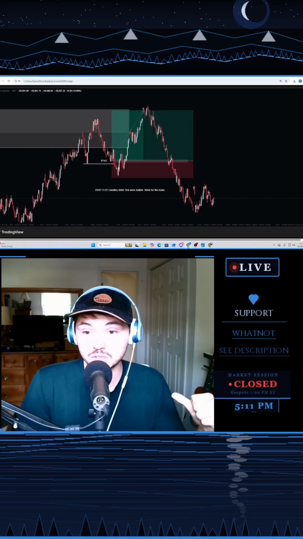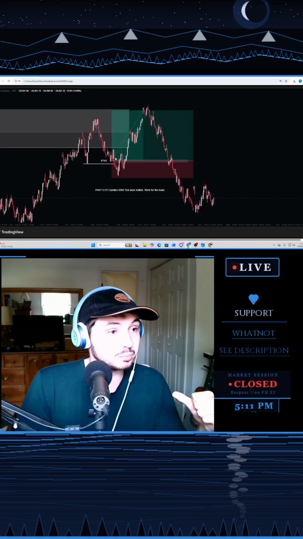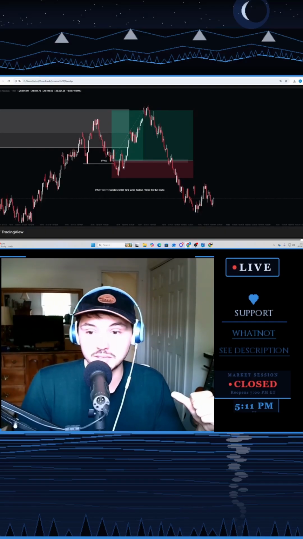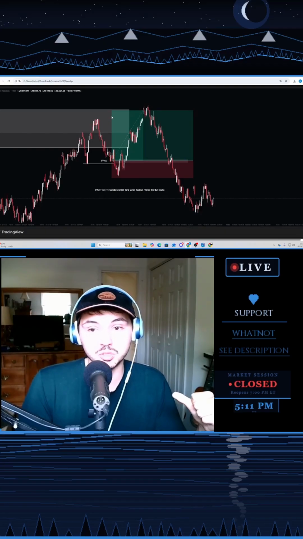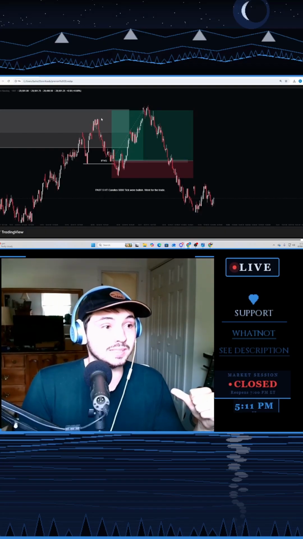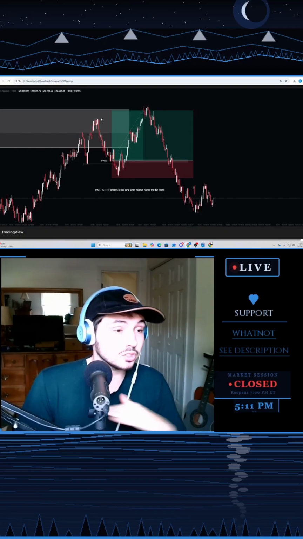My entry is on strong, decisive candles breaking above that gap that did not touch, with my stop being below that structure, and then your target is a 1 to 2 or the next liquidity section above, okay? That is all the strategy is.